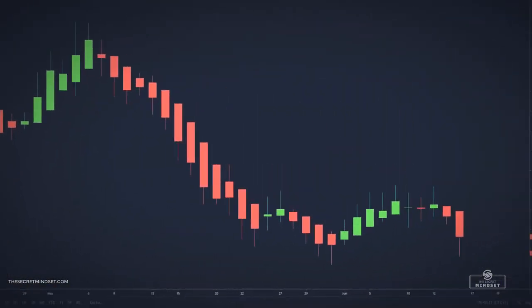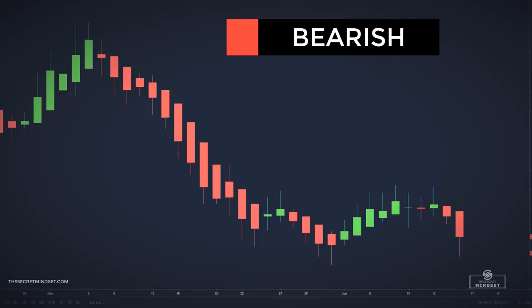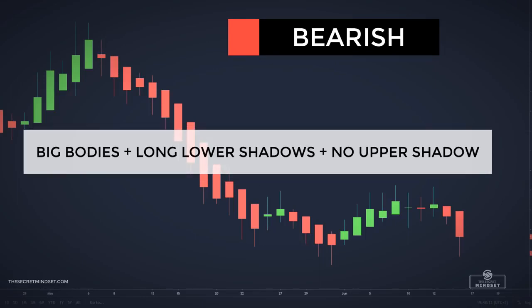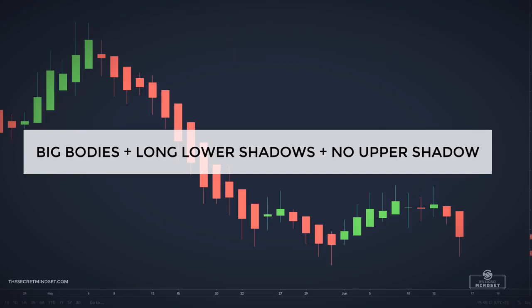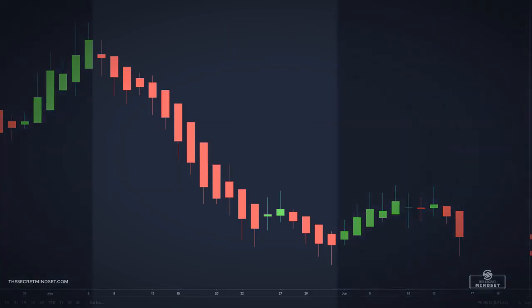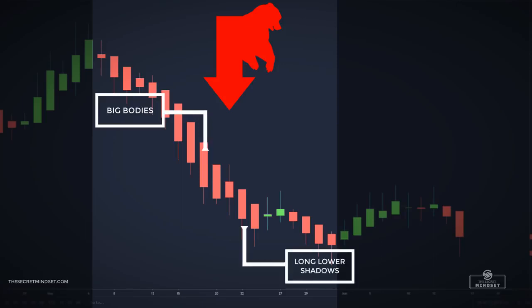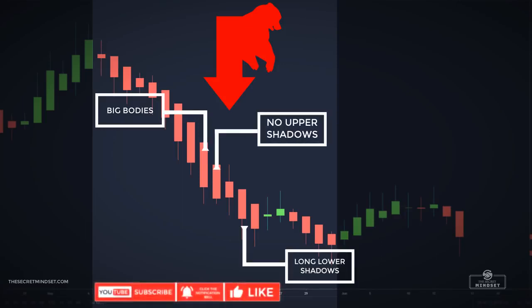When the market is bearish, Heikin Ashi candlesticks have big bodies and long lower shadows, but no upper shadow. So here is a big downtrend, and as you can see, almost all of the candlesticks have big bodies, long lower shadows, and no upper wicks. This indicates that the declining momentum is very strong.